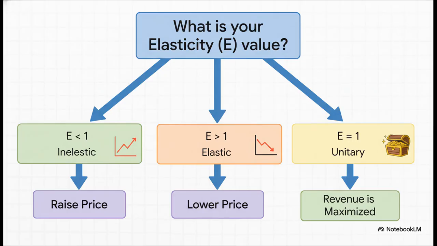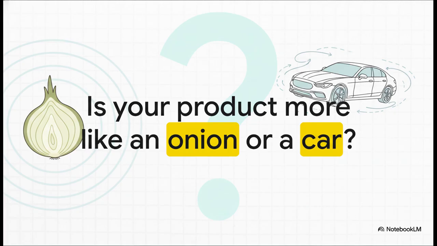So let's just quickly recap the big ideas. Elasticity is all about comparing the percentage change in demand to the percentage change in price. If your result is less than 1, demand is inelastic, and you should raise your price to make more money. If it's more than 1, demand is elastic, and raising your price is a bad idea. And if you want to find the absolute peak for revenue, you just need to find the price where elasticity equals exactly 1.